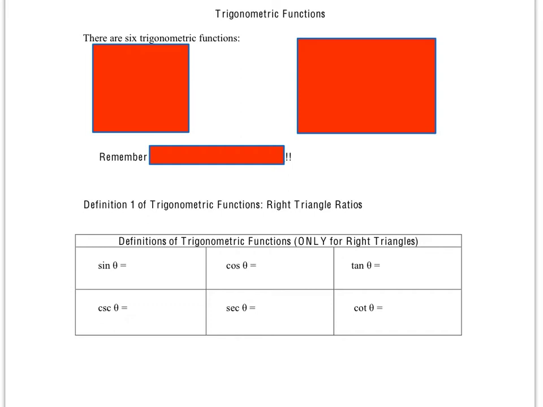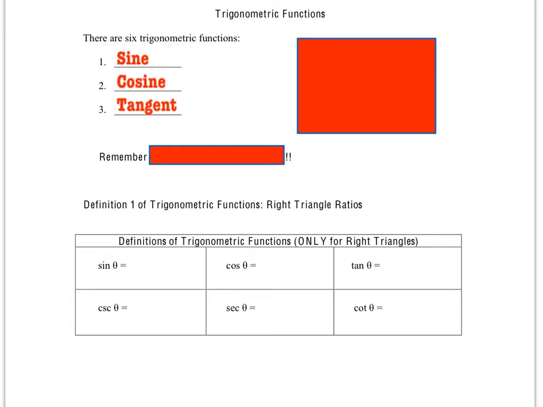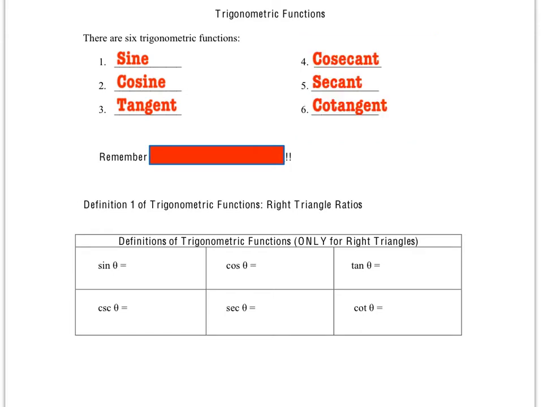This is a quick review of right triangle trig. Before we get into the right triangle trig, let's talk about the 6 trig functions. Our first 3 trig functions, remember, are sine, cosine, and tangent. Our second 3, which you might not remember, are going to be cosecant, secant, and cotangent. Now the second 3 trig functions are simply reciprocals of the first 3.